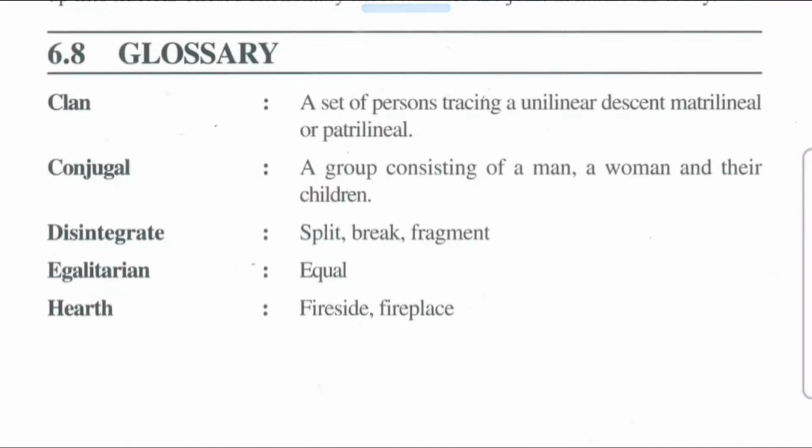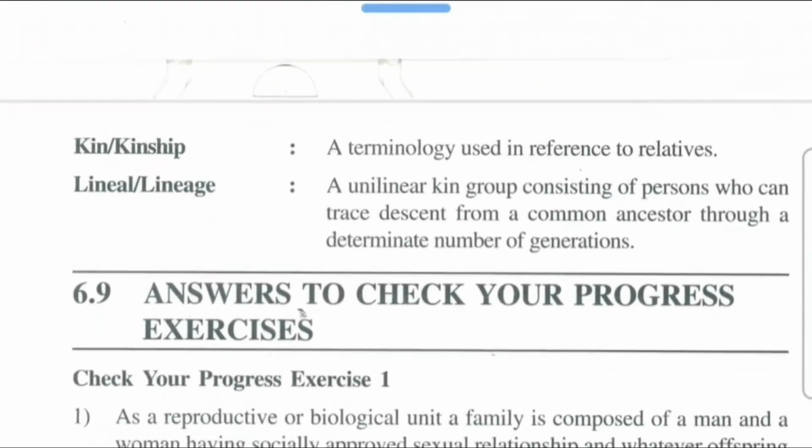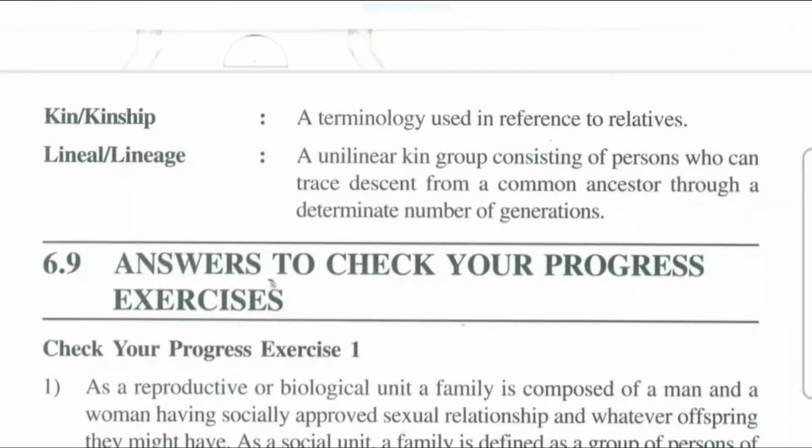Clan, a set of persons tracing a unilinear descent, matrilineal or patrilineal. Conjugal, a group consisting of a man, a woman and their children. Disintegrate, split, break, fragment. Egalitarian, equal. Hearth, fireside, fireplace. Kin, kinship, a terminology used in reference to relatives. A unilinear kin group consisting of persons who can trace descent from a common ancestor through a determinate number of generations.